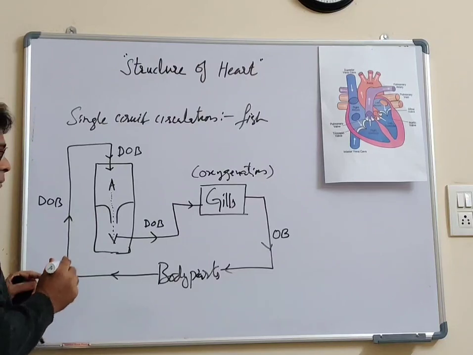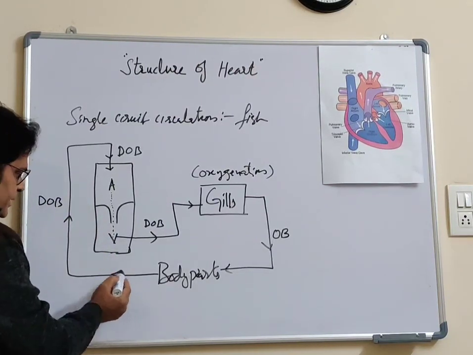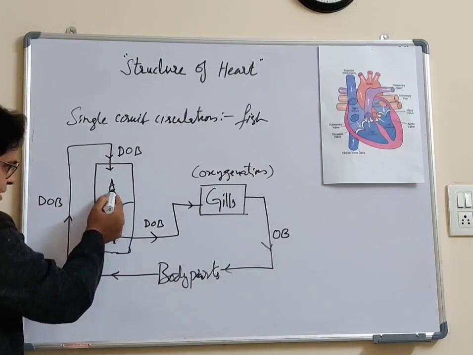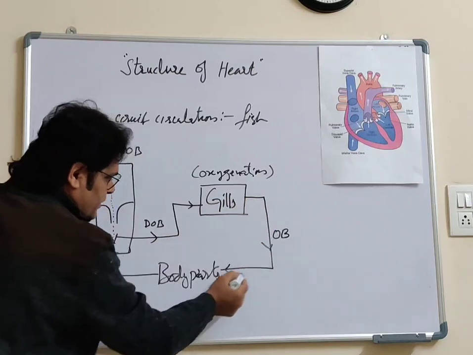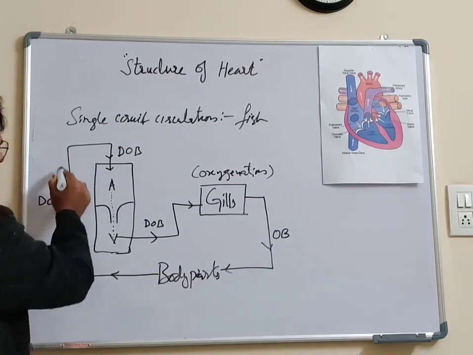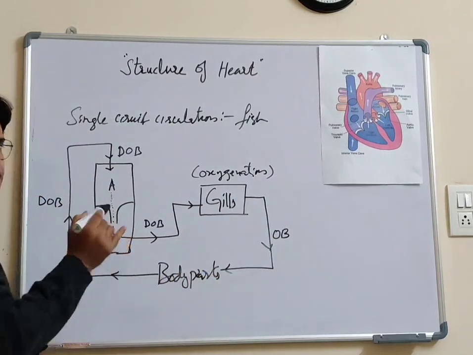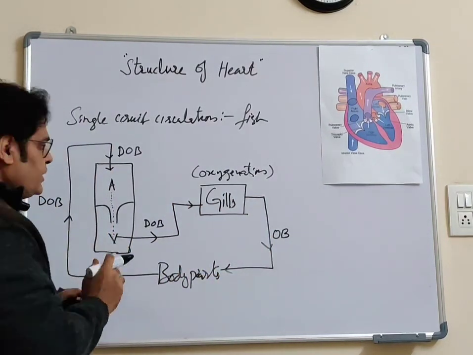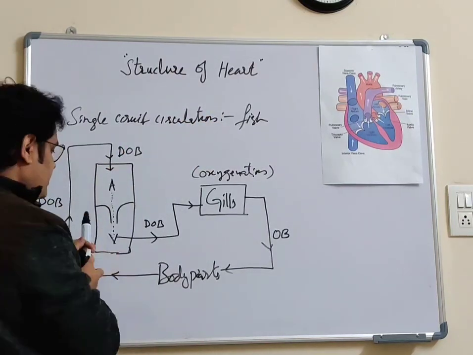So how many times is the blood circulating through the chambers of the heart? Check it properly. From the body part, the blood is entering into the auricle. There is the heart, auricle to ventricle, from ventricle to gills, from gills to various parts of the body. That means only a single circulation is there here. So it is called single circuit circulation. Clear? This type of circulation can be seen only in fishes. Clear? Now, double circuit circulation.